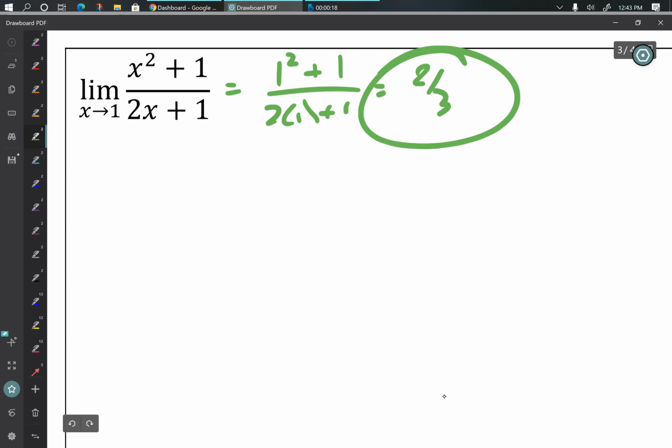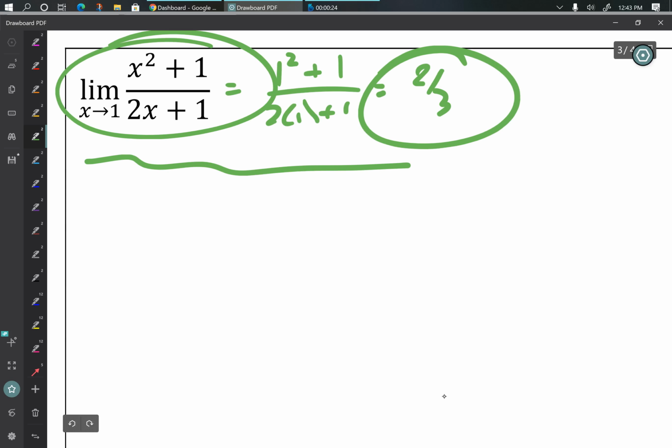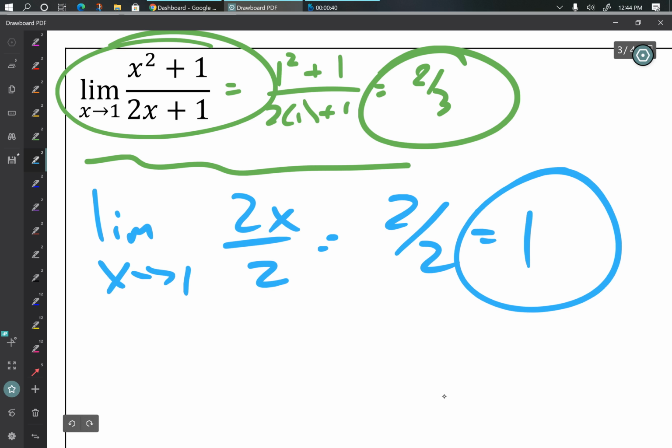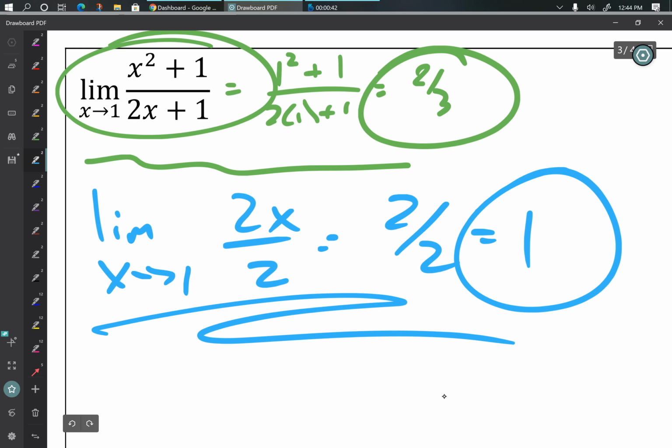No L'Hopital's rule needed. Now you might be wondering, why did he put this one in here? Because I have found in the past that because we are in the section on L'Hopital's rule, everyone simply assumes, always use L'Hopital's rule. So then they get this. And they get the wrong answer because math told them that.